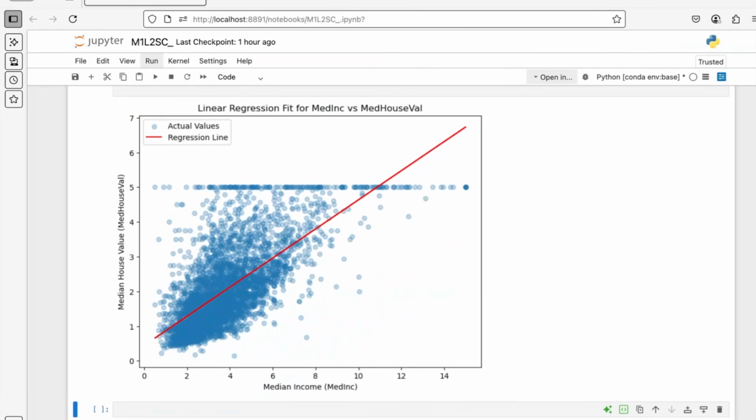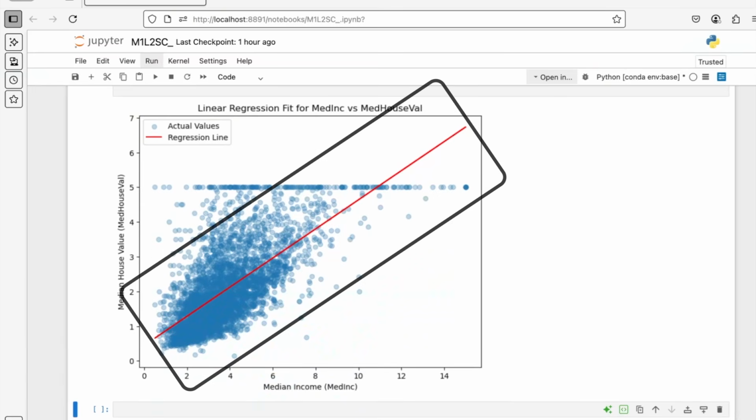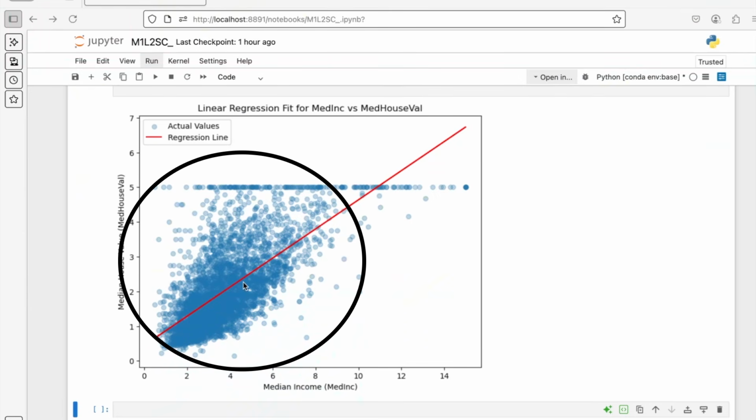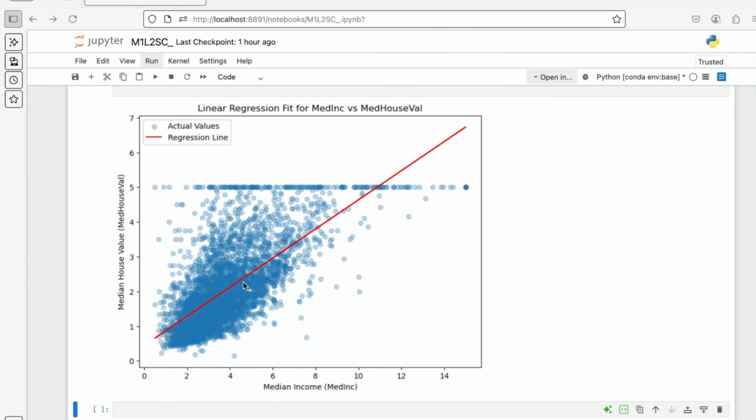So this plot shows the actual house values against median income with our regression line in red. While there is a clear upward trend, with the line sloping from bottom left to top right, you can also see quite a bit of scatter around the line, with many dots appearing both above and below the prediction line. This scatter explains why our R-squared isn't closer to 1.0. Many other factors besides income affect house prices.